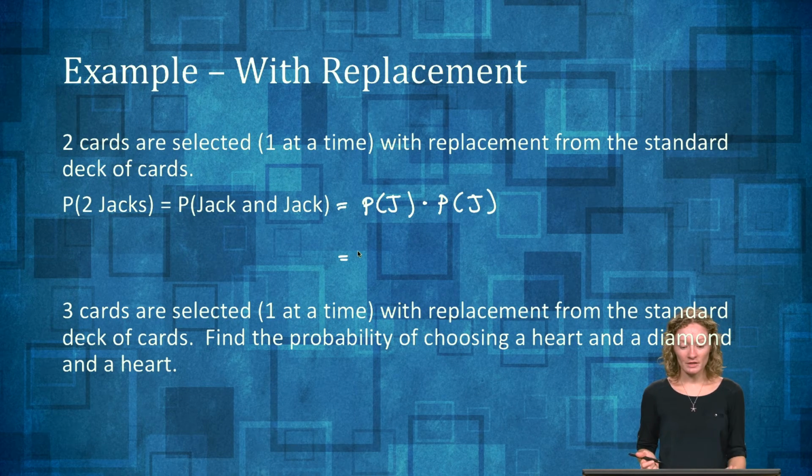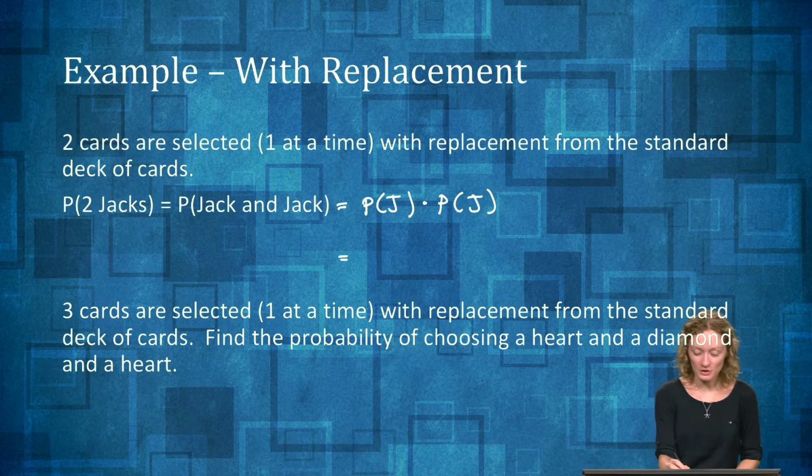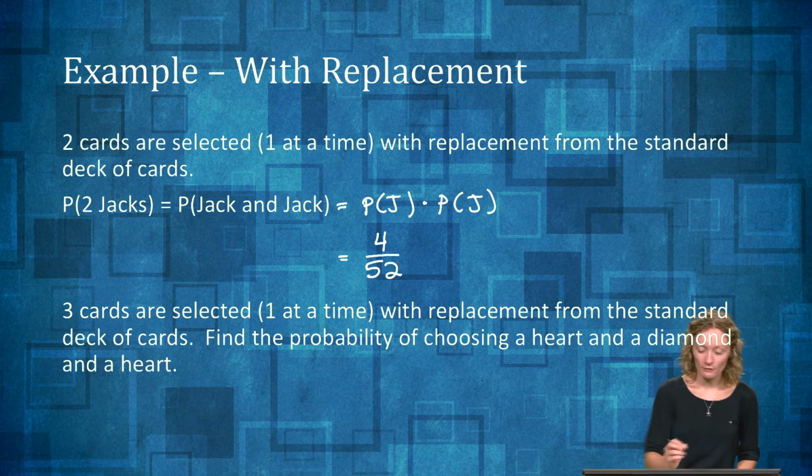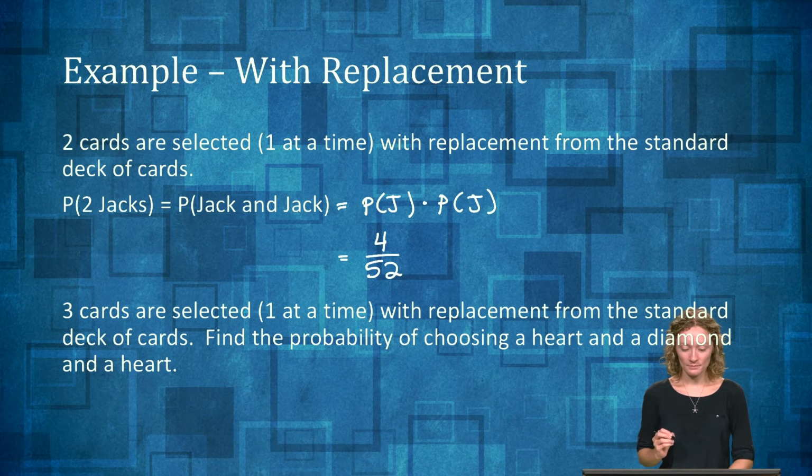So what's the probability of choosing a jack? There are 52 cards in the deck. How many of the 52 meet the criteria of being a jack? There are 4, 1 in each suit.